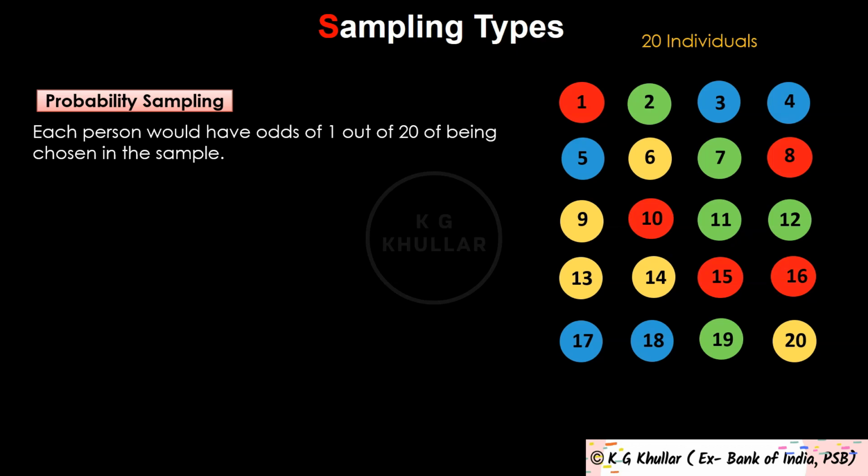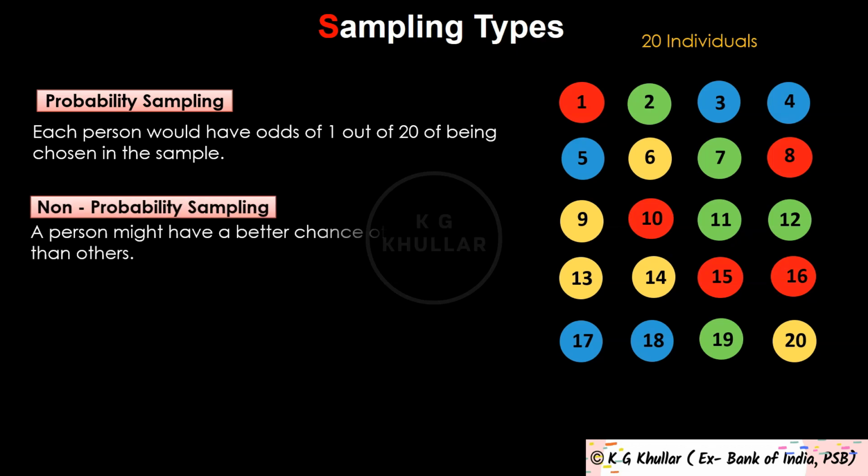While with non-probability sampling, these odds are not equal. A person might have a better chance of being chosen than others. So just assume if someone is buttering his manager, then he may have a better chance of being chosen over the others. So now that we have an idea of these two types of sampling, let's dive into each and understand different types of sampling under each head.